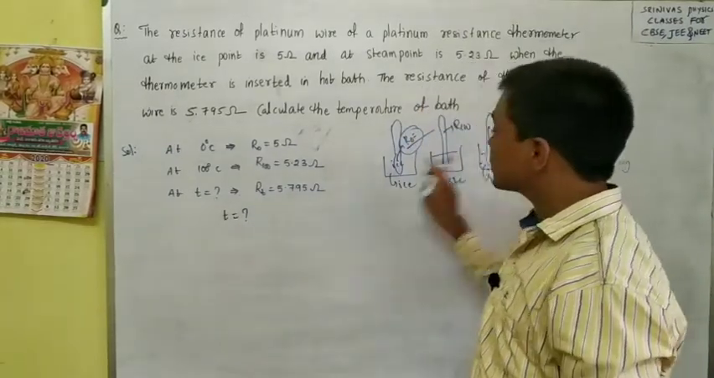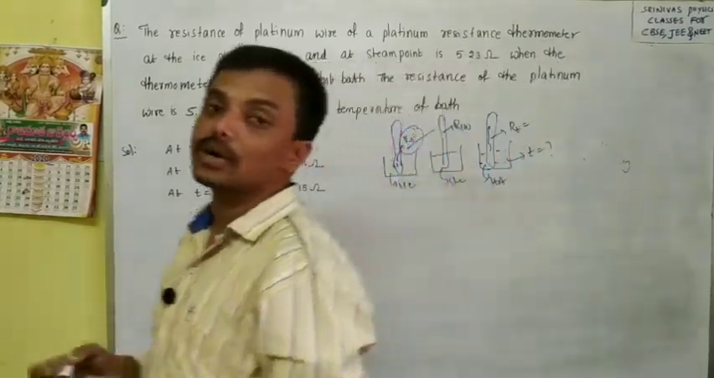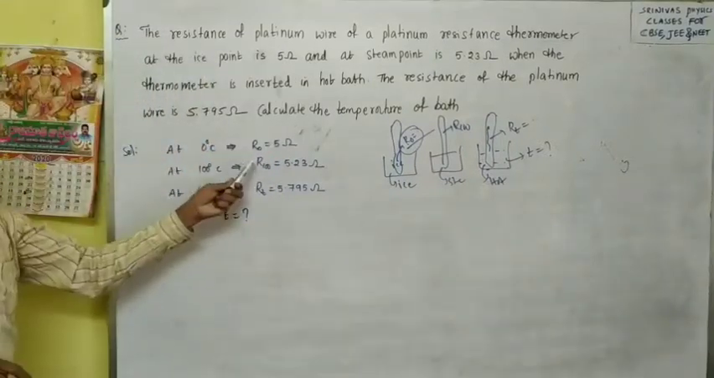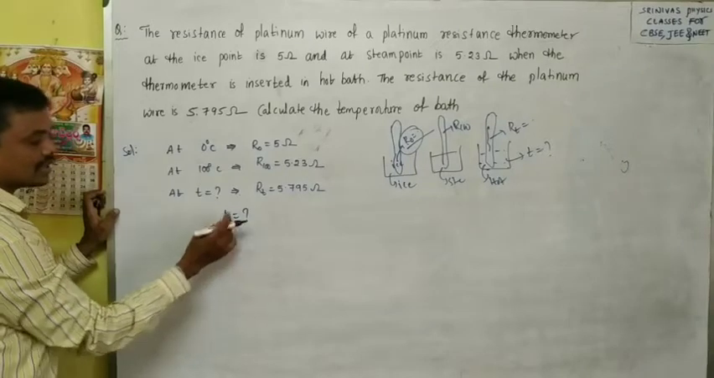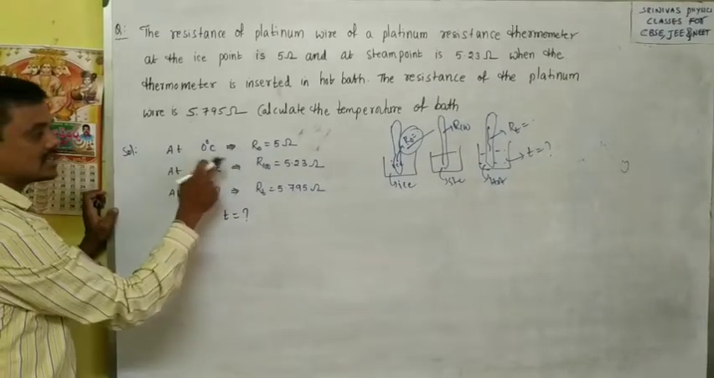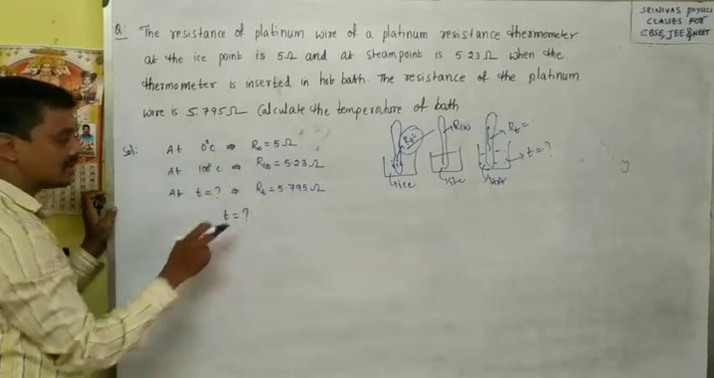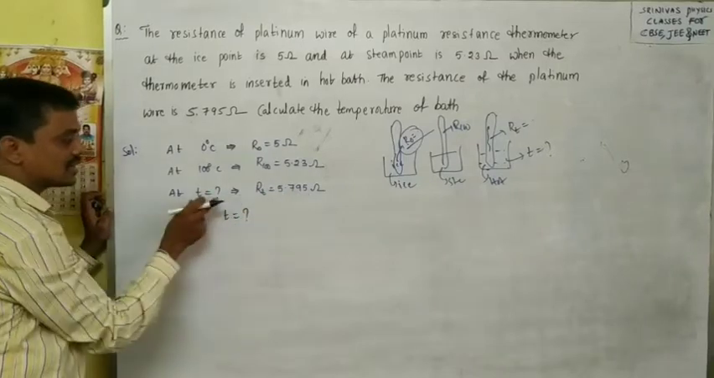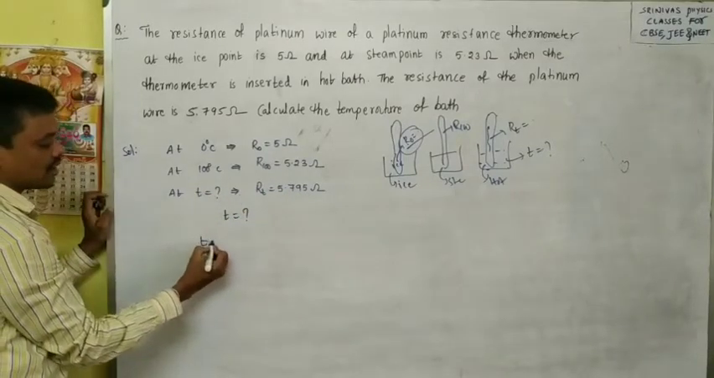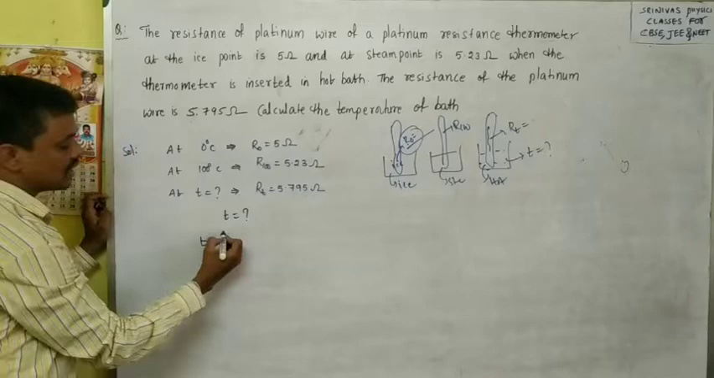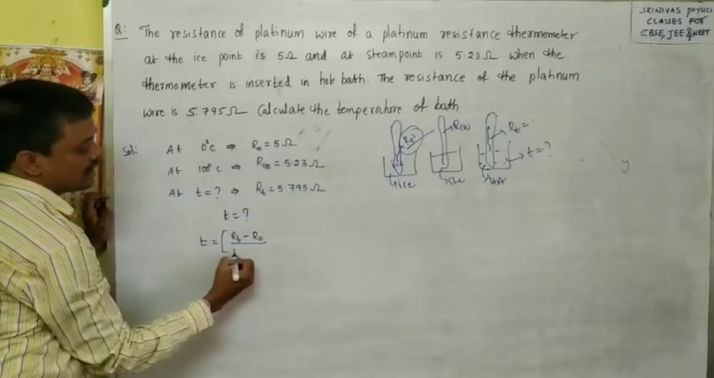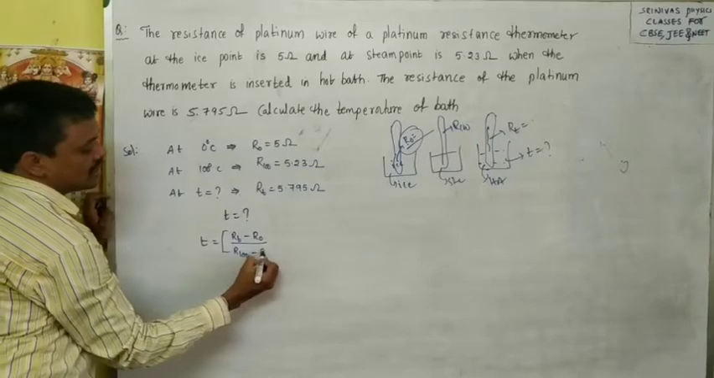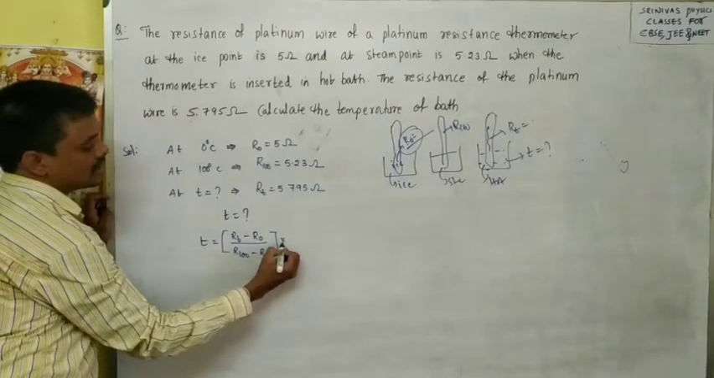In that also the resistance they give. Okay, it was very simple. RT they give, and R0 they give, R100 they give. Now we can use the formula, right? At 0 degree Celsius and at 100 degree Celsius the resistances they give, and they are asking to find the temperature T at that resistance. We have the formula directly. Just now we derived it: RT minus R0 by R100 minus R0 into 100.